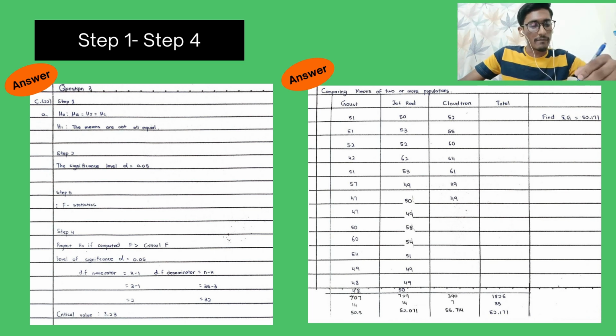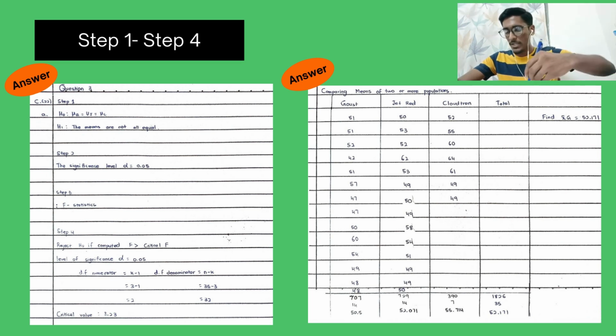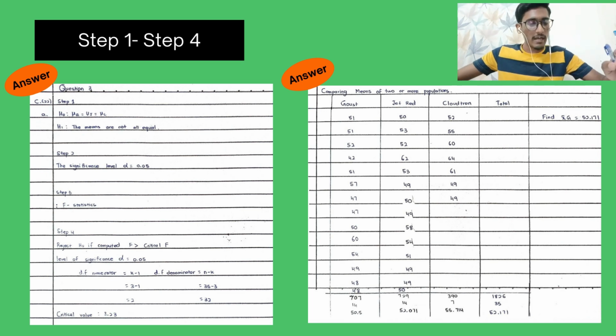The degrees of freedom for the numerator is K minus 1. K is 3, minus 1, so the answer is 2. The degrees of freedom for the denominator is N minus K. N is 35 minus K, which is 3, so the answer is 32. To find the critical value, we use the F distribution table at the significance level of 0.05. We didn't find a denominator of 32, so we use the nearest value after 32. The numerator is 2 and the denominator will be 40. So the critical value that we derive is 3.23.